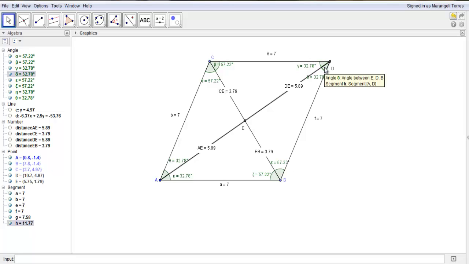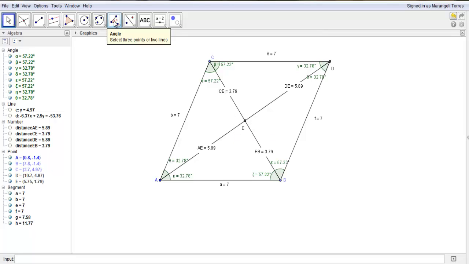So we can make a conjecture. We can say that in a rhombus, the diagonals of a rhombus bisect the corner angles. Not only do they bisect each other, they also bisect the corner angles. The other angles I want to measure are these angles here, the angles at the intersection of the diagonals. I want to see how much those measure.